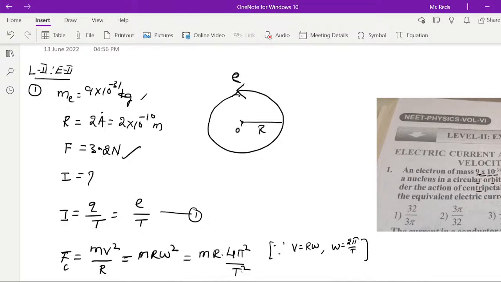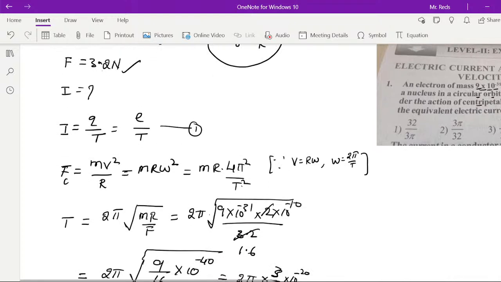So r square omega square will give you m r omega square. And here, if you replace omega with 2 pi by T, 2 pi by T whole square gives you m r into 4 pi square by T square. From this you can write T square equal to m r 4 pi square by Fc, the centripetal force. And if you write T and the entire thing under root, if you bring 4 pi square out of the root, you will get 2 pi into root m r by Fc.